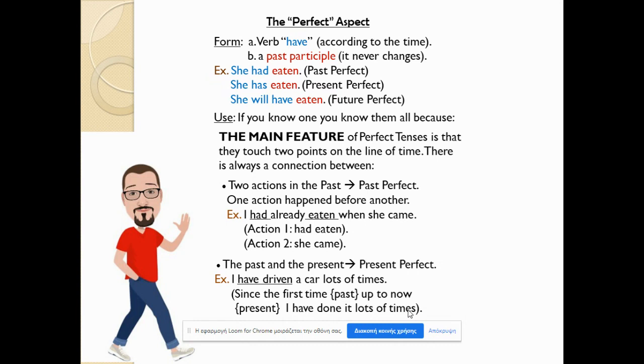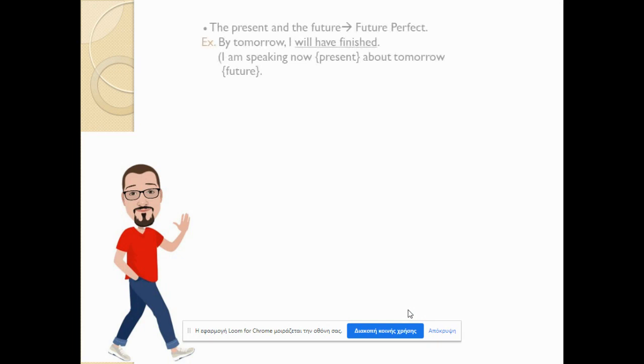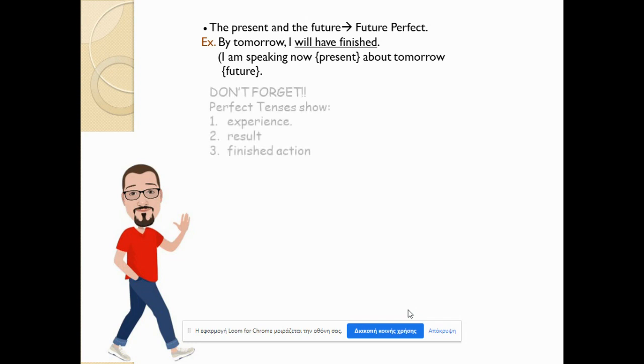So remember also, we talked about finished action. I had already eaten, that was finished. And now we're talking about experience, right? And perfect tenses touch the present and the future when it comes to future perfect. So by tomorrow, I will have finished. I'm speaking now, and I'm saying what I will have done tomorrow. So starting from the present, I finally touch the future.